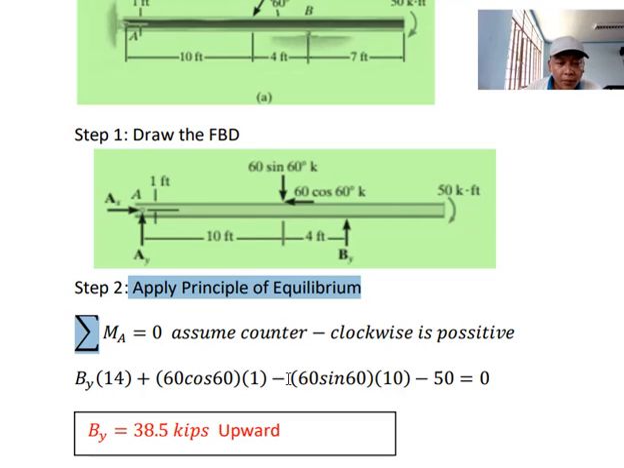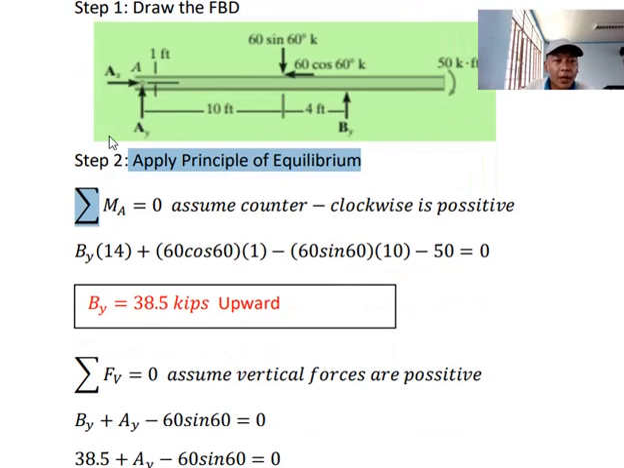Then minus the clockwise moment, which is 60 sin 60 times the moment arm of 10, minus the clockwise moment 50 kip-foot, then equal to 0. Solving for By is 38.5 kilopound and directed upward.